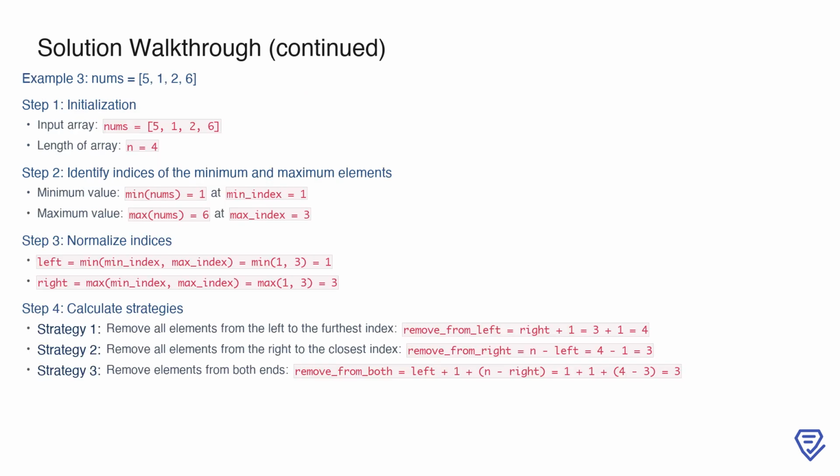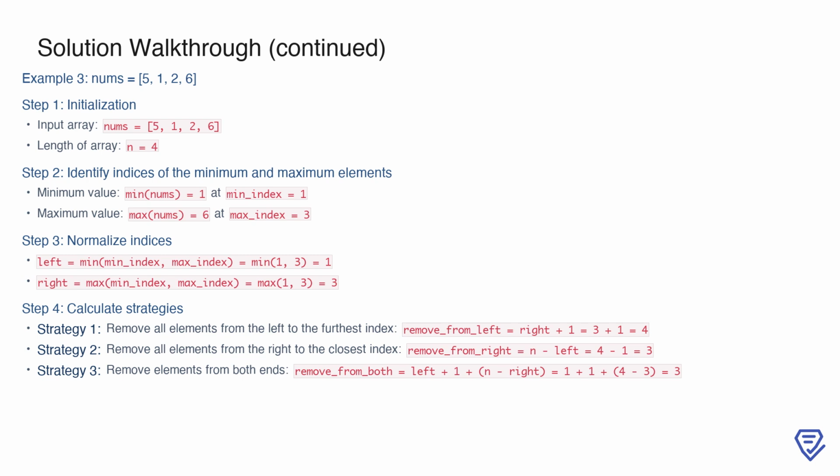Now, let's look at example 3, where the input array is nums equals 5, 1, 2, 6, and the length of the array, n, is 4. The minimum value in this array is 1, located at index 1, and the maximum value is 6, found at index 3. We normalize the indices as before, with left being the smaller index, which is 1, and right being the larger index, which is 3. Next, we calculate the three strategies.